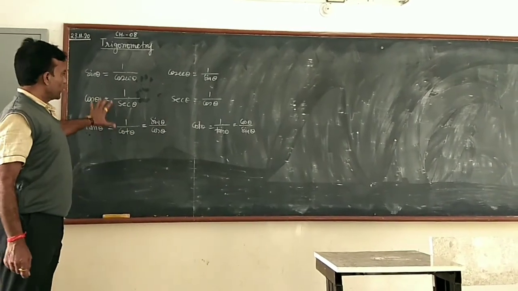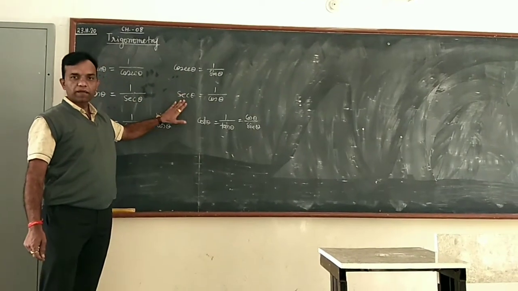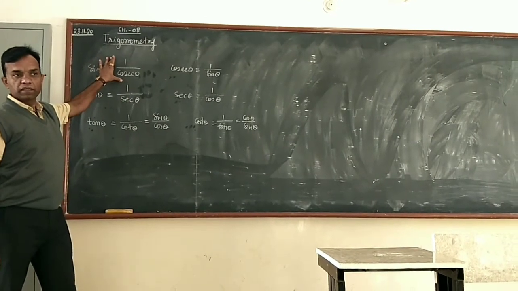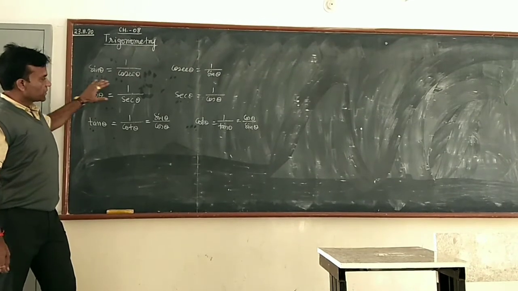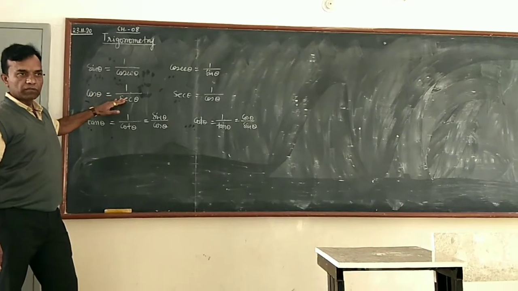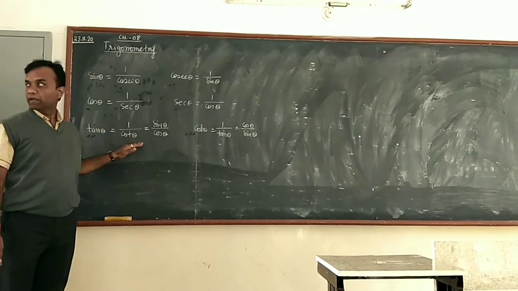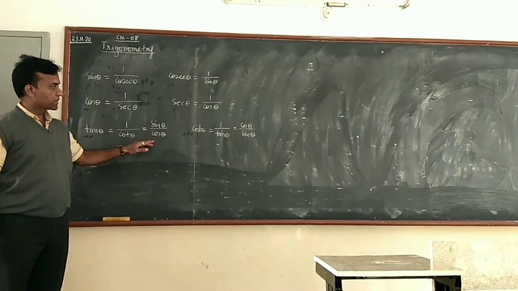Okay, there are 6 ratios: sin theta, cos theta, tan theta, cosec theta, sec theta, and cot theta. Sin is a reciprocal of cosec, therefore here we write 1 by cosec. Cos is the reciprocal of sec, so here we write 1 by sec. Tan theta is 1 upon cot theta, and also sin theta by cos theta.